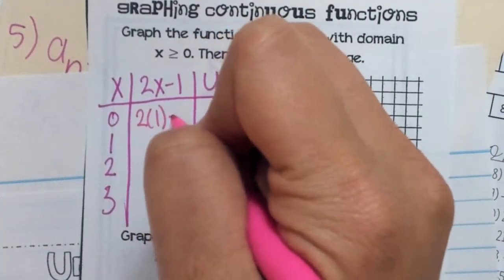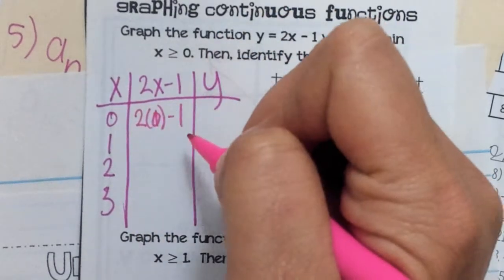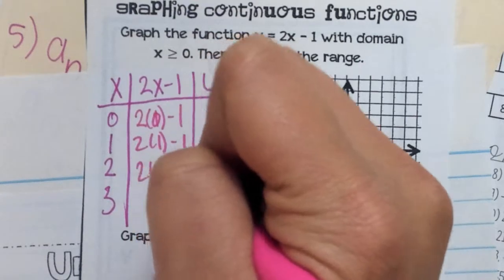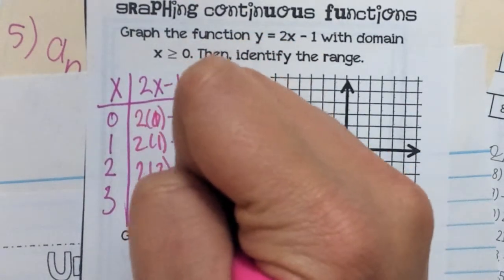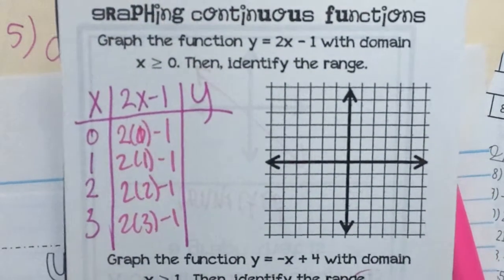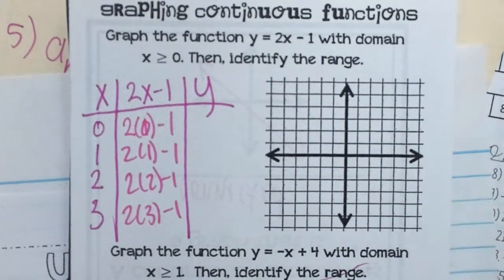Alright, so then you're going to say 2 times 0 minus 1. 2 times 1 minus 1. 2 times 2 minus 1. 2 times 3 minus 1. Does it help to have the process column? Yes. Cool.